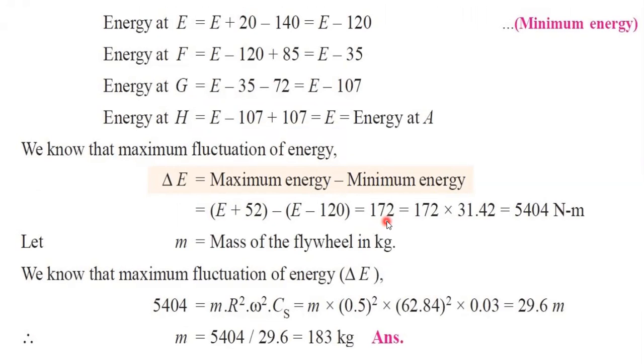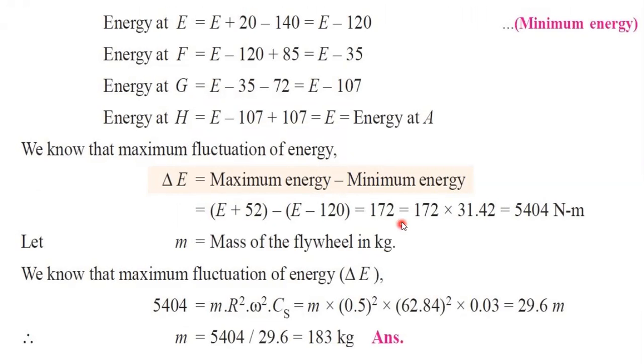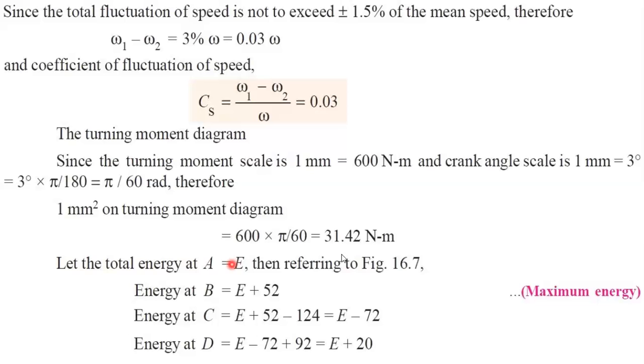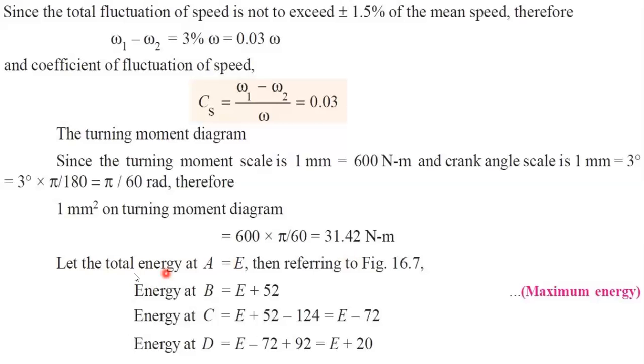Actually, in the turning moment diagram we will have values in terms of millimeter square only. So finally we will be getting 172 millimeter square. To convert that millimeter square into Newton meter, we are doing these things for scaling. So finally just multiply that millimeter square by 31.42 in order to get it in terms of Newton meter. Next we will be determining the total energy involved in the turning moment.